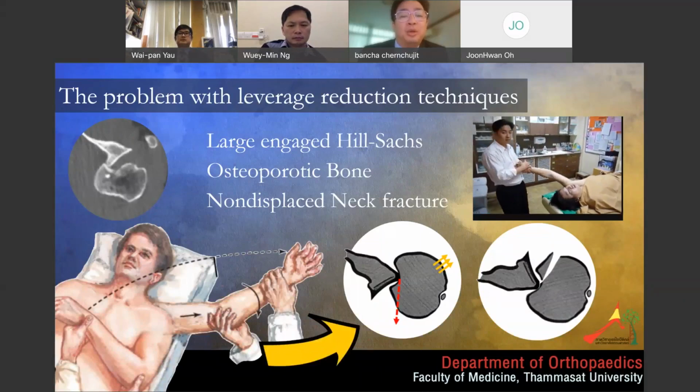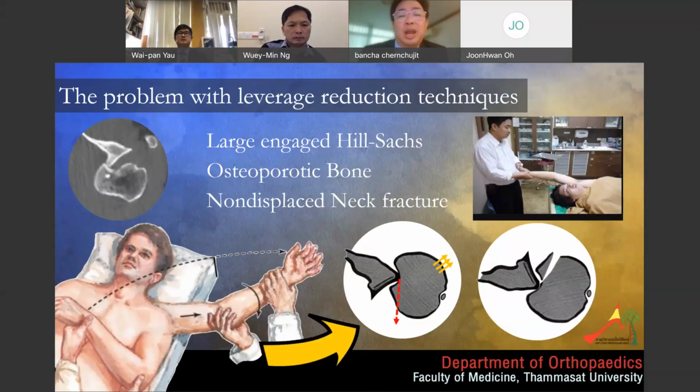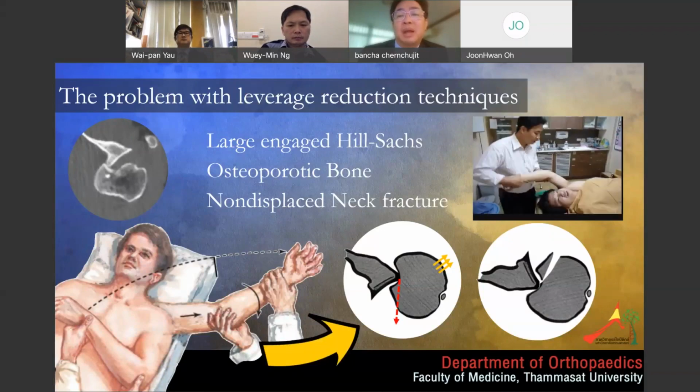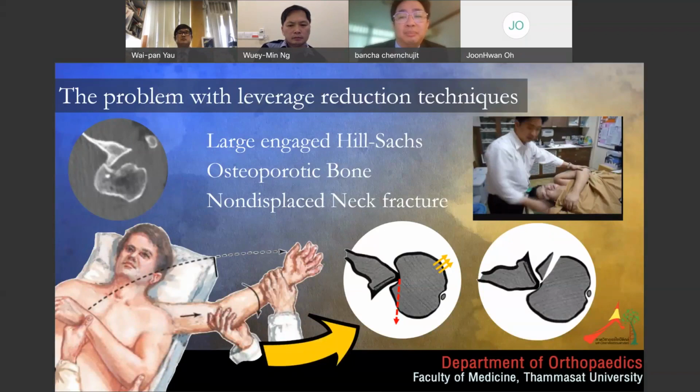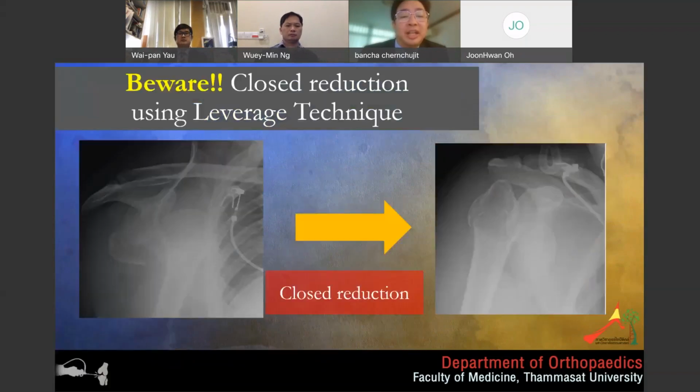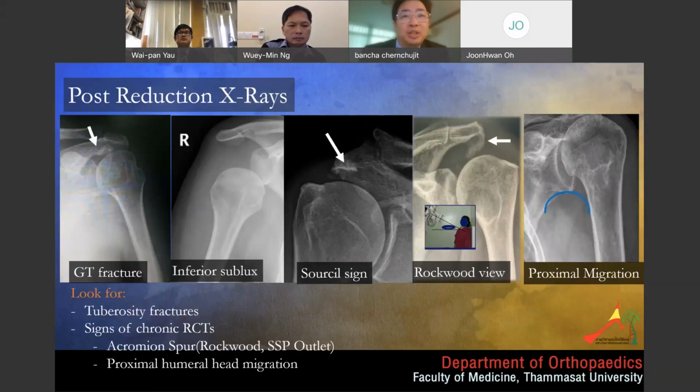So this is the way you should not do in the elderly. Try not to do the leverage technique in the elderly because sometimes you create a fracture or fracture dislocation because of osteoporotic bone, or sometimes the patient has a non-displaced neck fracture, like this example. See that? This patient has the GT fracture, but after the reduction, it is a fracture dislocation. Okay, so we need to do the reverse shoulder arthroplasty instead of conservative treatment. So post-reduction X-ray is important.